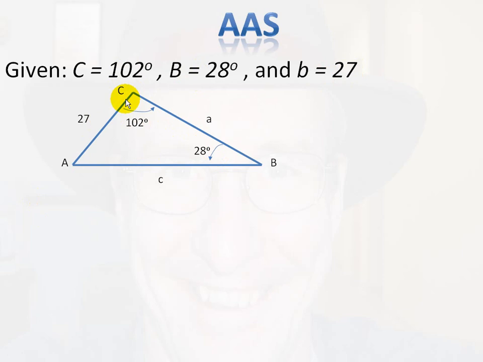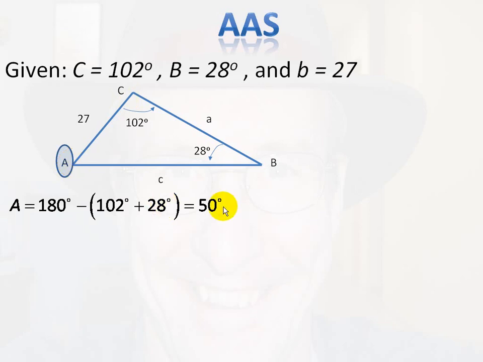Now the easiest thing for us to find in solving this triangle is A, because the sum of the angles of a triangle is 180 degrees. So I just take 180 minus 102 plus 28, and that gives me 50. So angle A is 50. So now we have all the angles. What we have left to do in solving this triangle is to find side A and side C.